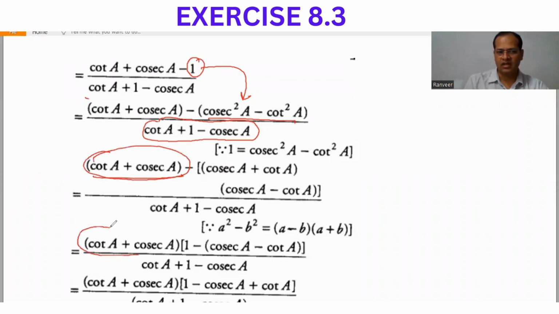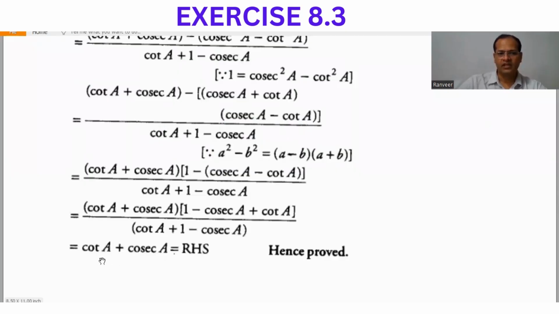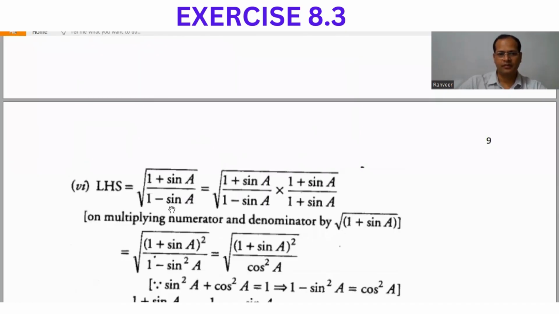So this is nothing but the common value 1 minus. अब इसको कैलकुलेशन करेंगे तो 1 minus cosec a plus cot a, 1 minus cosec a plus cot a. तो ये दोनों सेम हैं तो ये हमारा कट जाएगा. Now the value is cot a plus cosec a. This we have to prove.